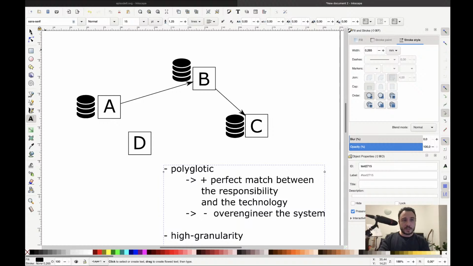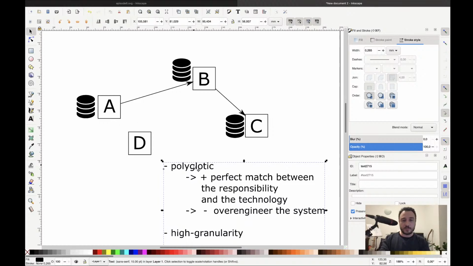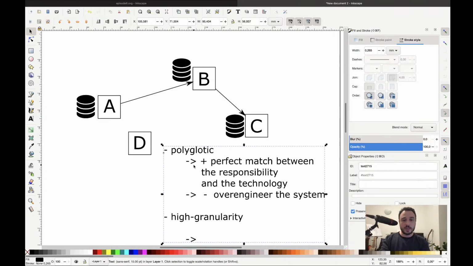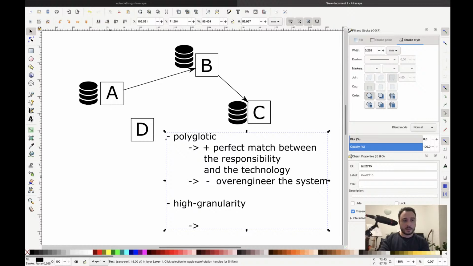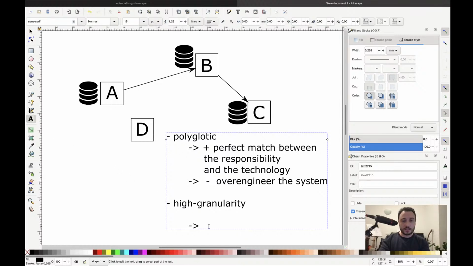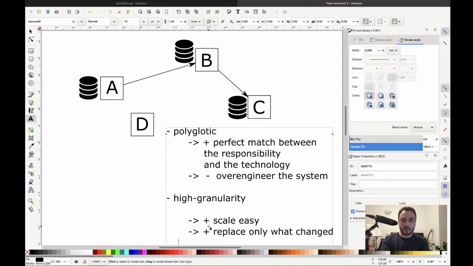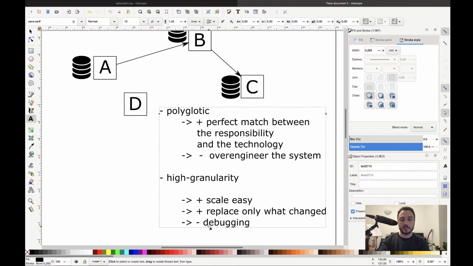Now, on the high granularity, I didn't state it here, but again, we have pros and cons, and I discussed them already. One of the pluses is that you can scale easily. Another plus is that you can replace only what changed. And then we also have the minus, that debugging becomes more difficult, and you need solutions like tracing requests between microservices.